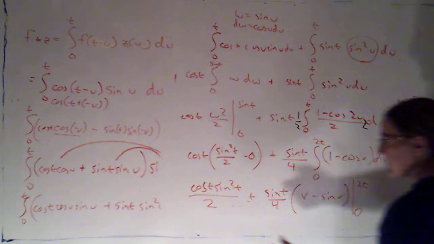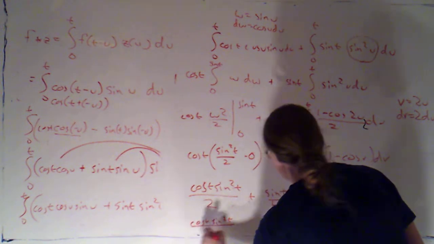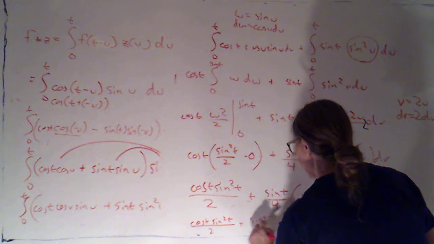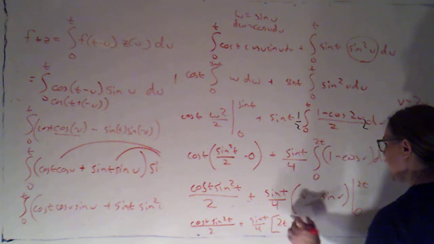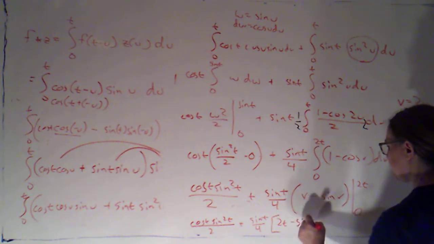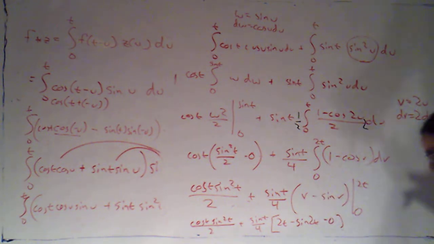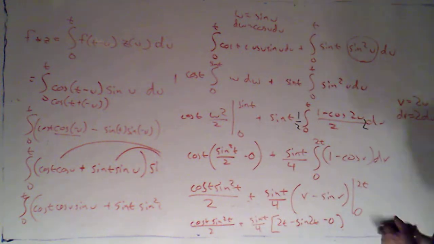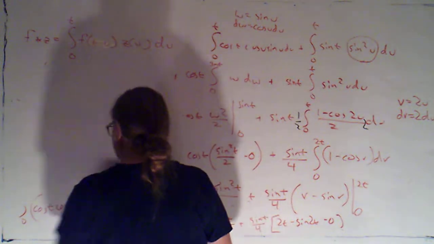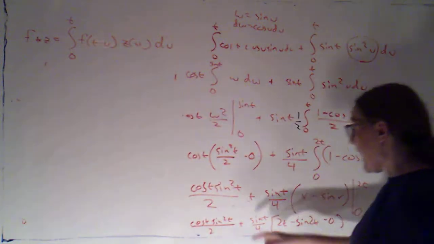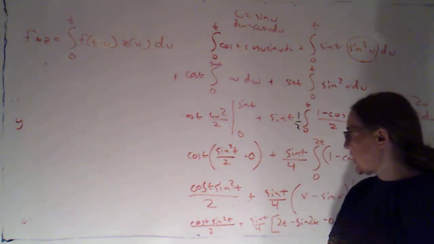Okay. So that is cosine t sine squared t over 2 plus sine t over 4 times, when I plug in 2t, I'm going to get 2t minus sine 2t. And then when I plug in 0, I'm just going to get 0. So let's just write that a little bigger somewhere. So that was what we were calling y. That was our solution when our forcing function was cosine of t.